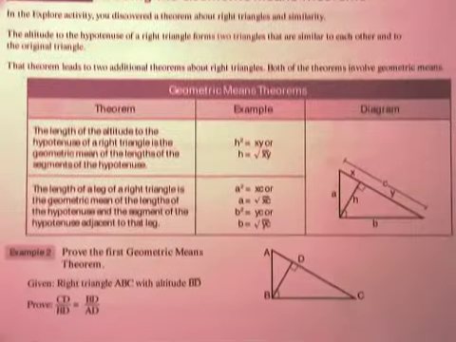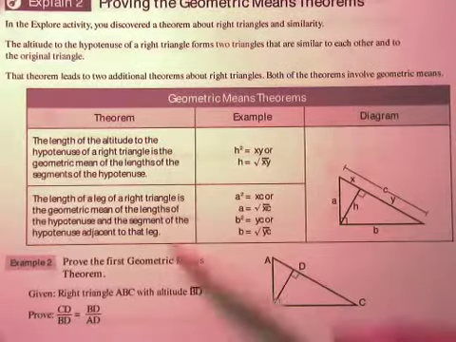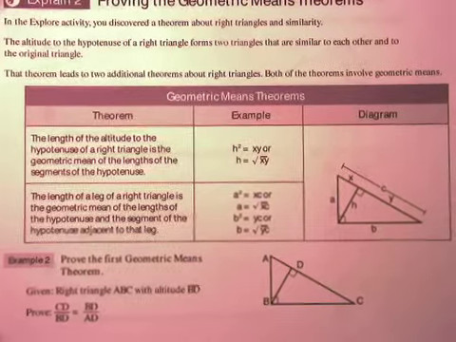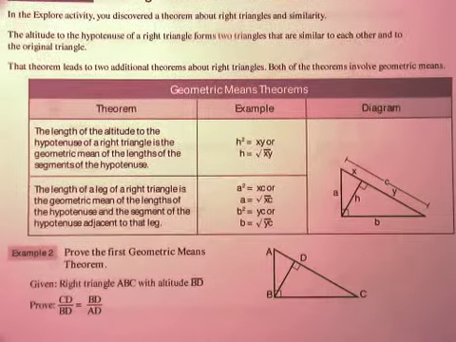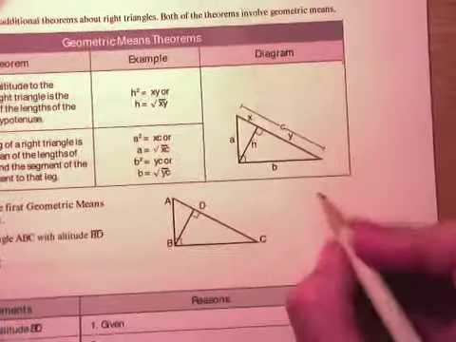So coming back to the geometry now, we discovered a theorem about right triangles and similarity. And actually we kind of discovered 2 theorems, and you see them here. That the altitude to the hypotenuse is the geometric mean of the 2 lengths of the 2 segments of the hypotenuse, and that each leg is a geometric mean of the hypotenuse and the segment of the hypotenuse adjacent to the leg. Okay, so I label the triangle sometimes a little bit different than the way they labeled it.